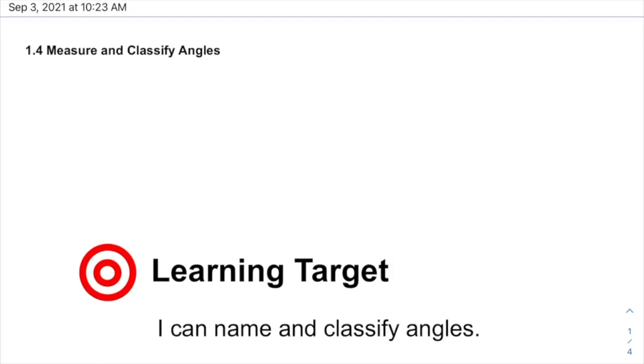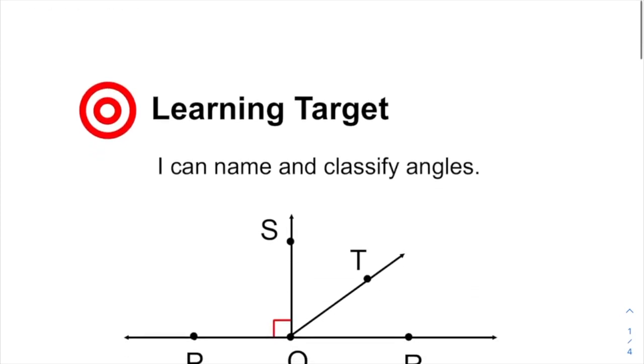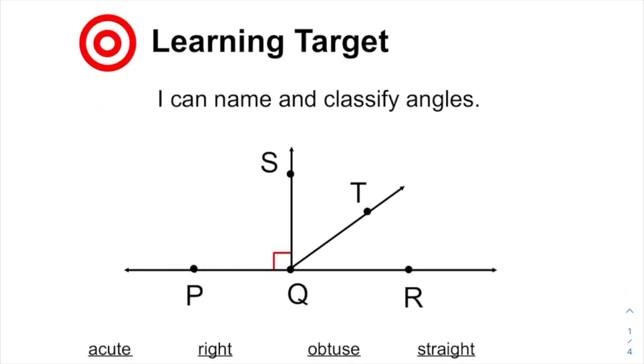All right, here we go. Unit 1, Lesson 4, Measuring and Classifying Angles. Angles, again, are a huge part of geometry.